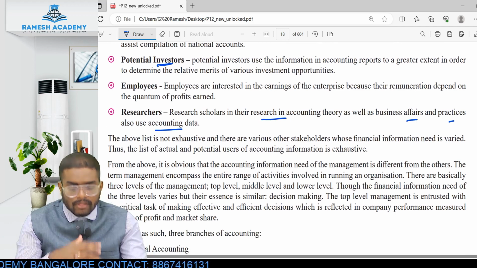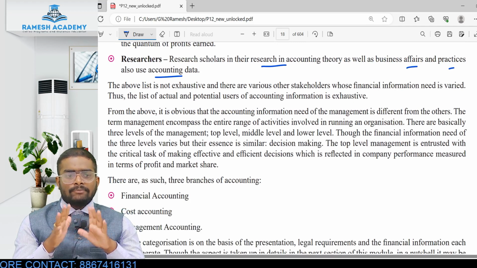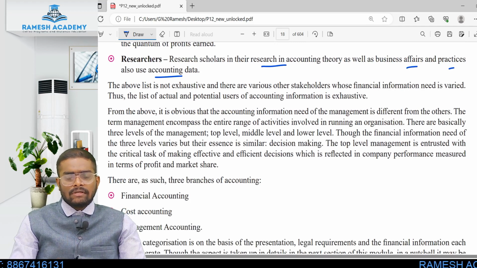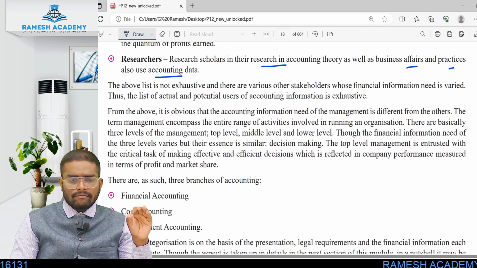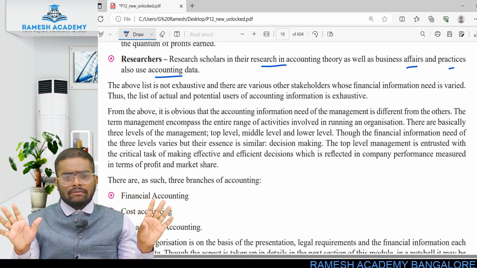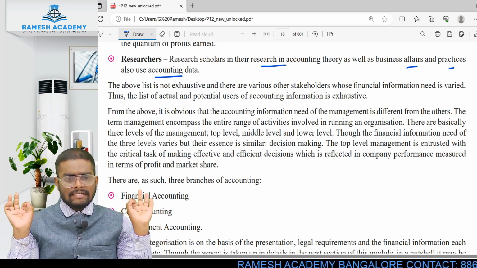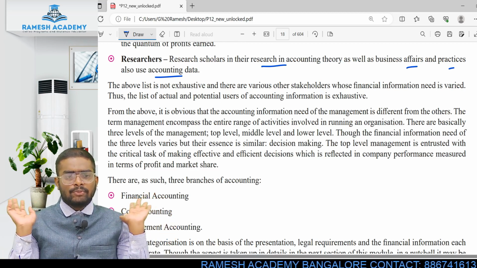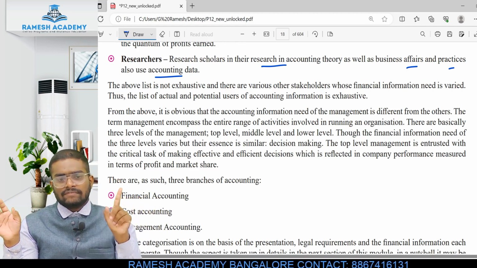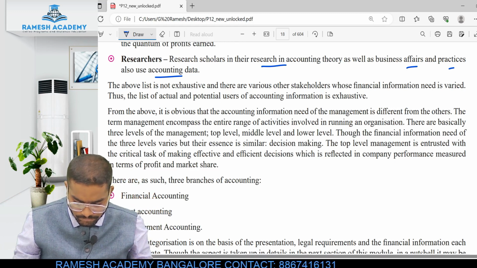So going to the next part. There are 3 branches of accounting as per the rules: financial accounting, cost accounting, and management accounting. In financial accounting, as we learnt earlier, we will be only concerned with financial information. That is, do we have profit? Are we sustainable? Do we have enough assets to meet the liabilities? Are we in a good position? That's the main agenda of financial accounting. The end result is, as I told, 2 things: financial position and financial result. That's it.